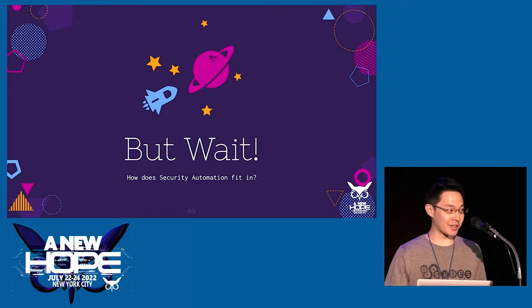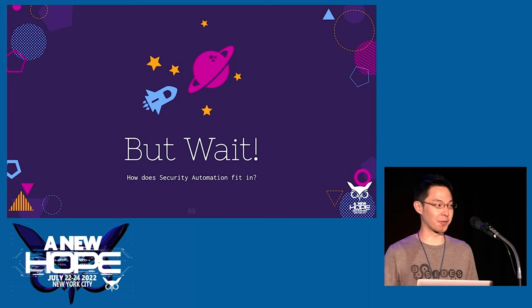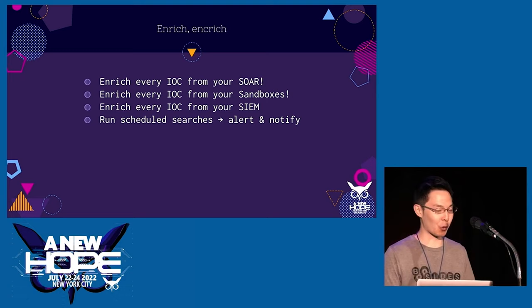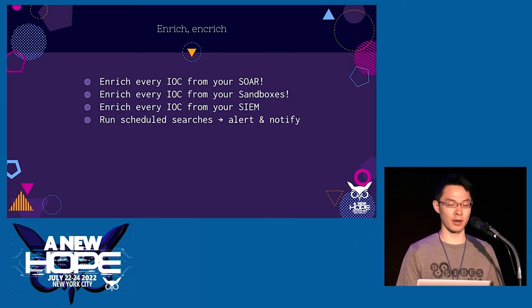But wait, like I said before, the first couple words in the title of my presentation say security automation. So how does security automation fit in? Whether or not your team has a SOAR platform for your SOC, security automation fits in very well with OpenCTI. If your SOC identifies an IOC that they believe is malicious, they'll have the ability to look it up in OpenCTI and run through all the CTI related tasks in order to make a determination.